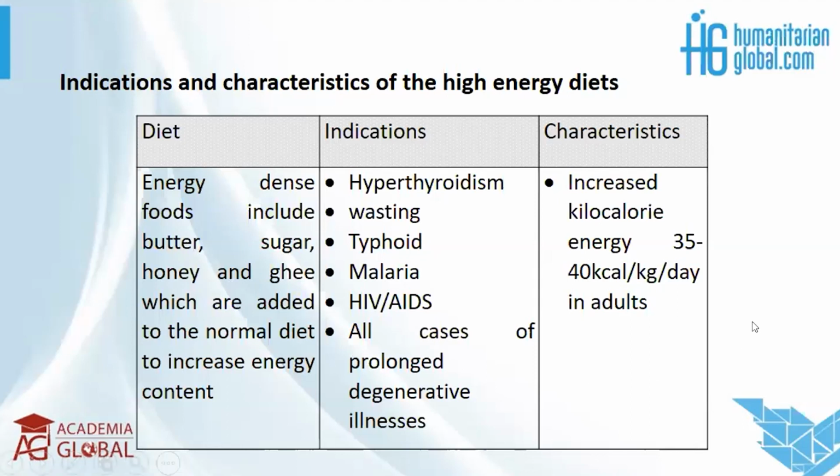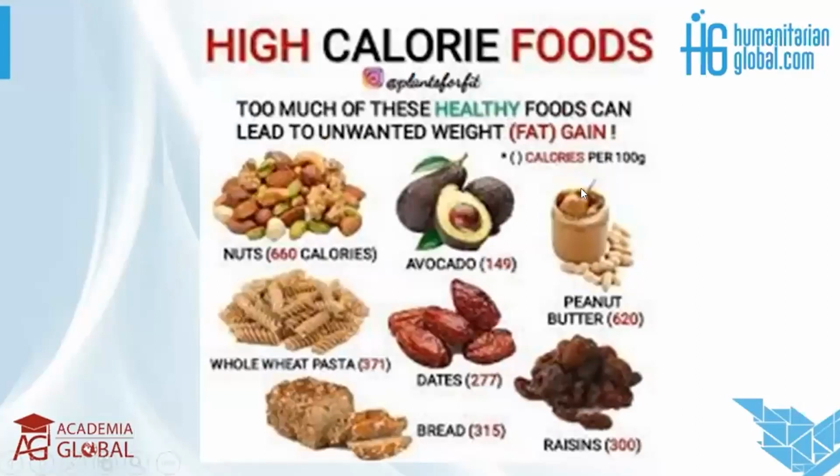Now let's just look at an example. This is also 100 grams of these foods, the same serving size we are talking about. If you have 100 grams of nuts, sorry that the picture is not clear, but I hope it will work, just 100 grams of nuts will give you 660 calories. Just 100 grams of avocado will give you 149. Peanut butter, just 100 grams, that could be like 2 tablespoons, may give you around 620 calories.